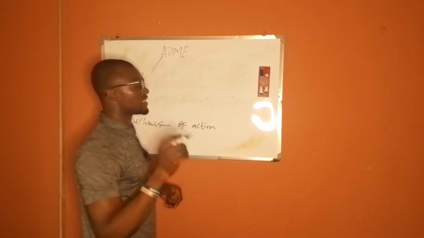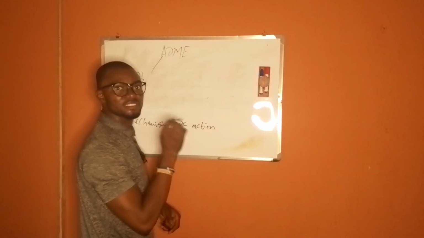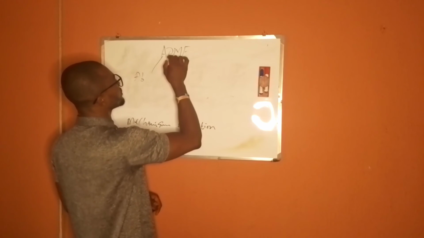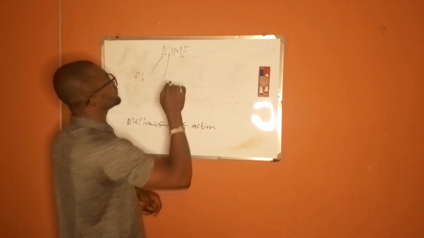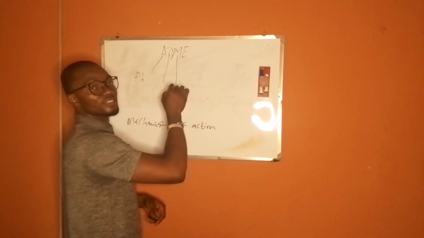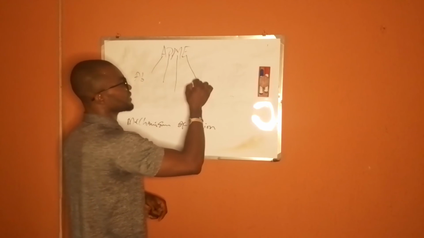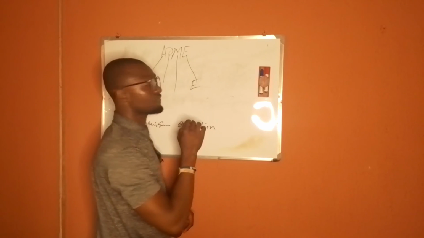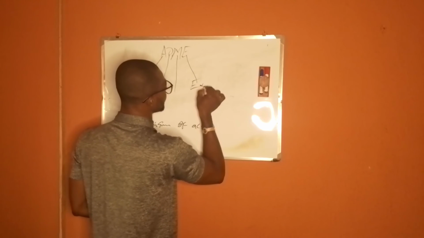Though this is not what I'm teaching now. What I'm teaching is the classification of antibiotics. Okay, the A for absorption, then the D for distribution, then the M for metabolization, and the E for excretion, which is the final phase of the drugs.